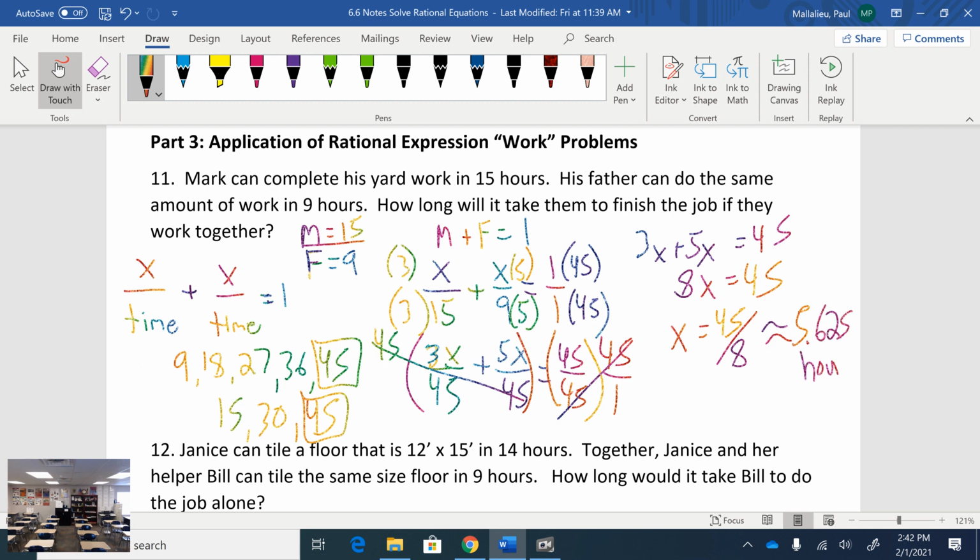Actually, 5.625 hours. So individually the father can do it in 9 hours, the son can do it in 15 hours. If they work together, they can do it in a little over 5.5 hours. So that's pretty good teamwork that they got going.